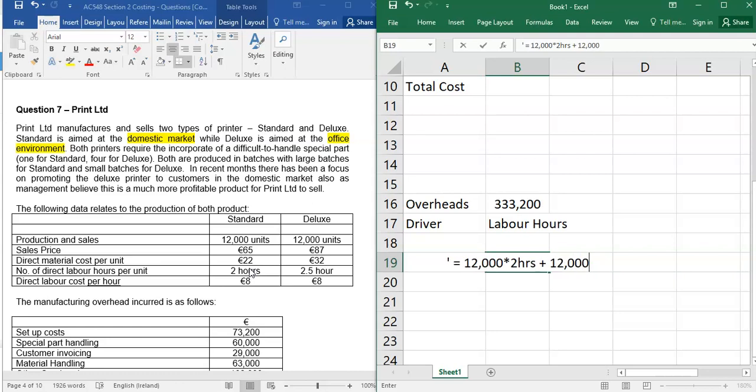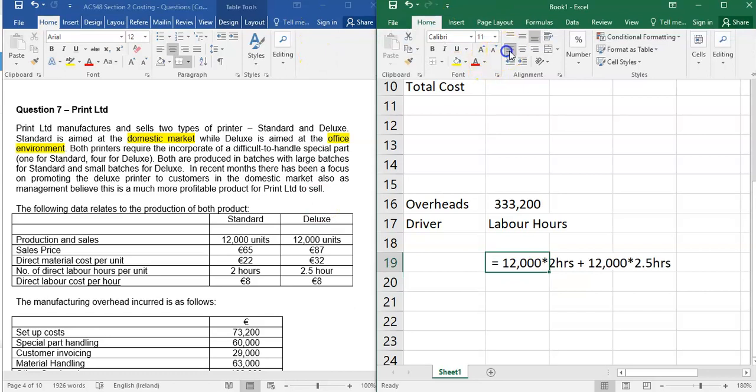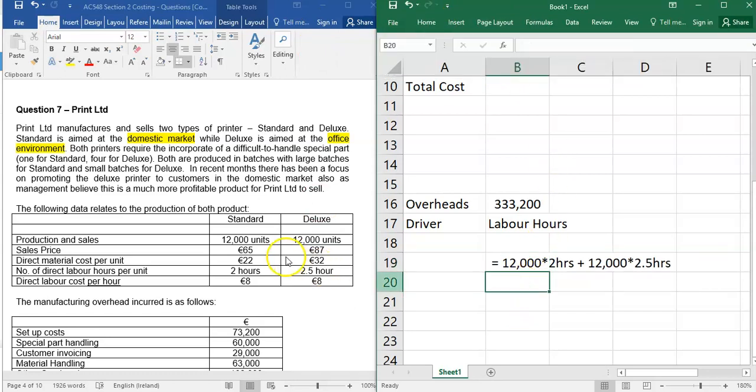plus 12,000 units of deluxe at 2.5 hours each. Because remember, there are only two products in this company, similar to Alata, that means the total hours of the company will be just the volume times the hours per unit. So we have a single bucket of costs, a single driver, and we want to allocate them accordingly. I know you can do your quick percentages, but it's no harm to understand exactly what we're doing. So the total hours there, 54,000 total labour hours. That's what we call our cost driver. Our cost driver here is a single driver, total labour hours, and we got 54,000.